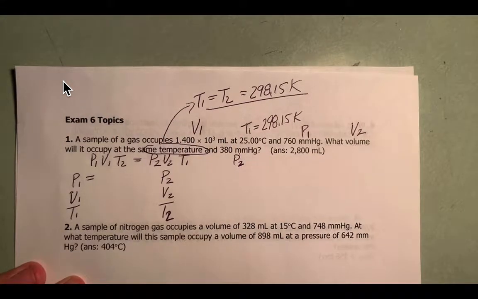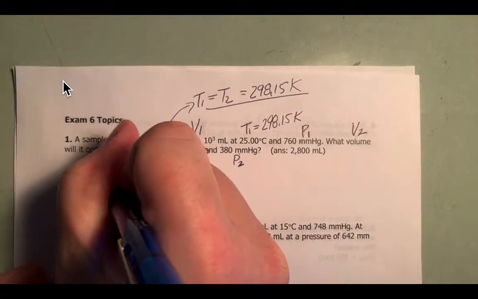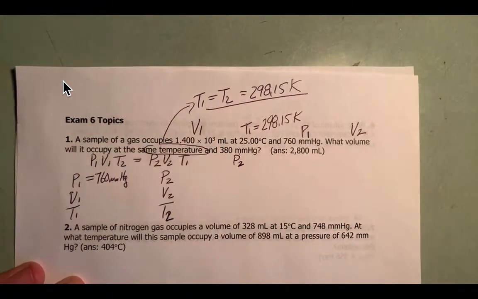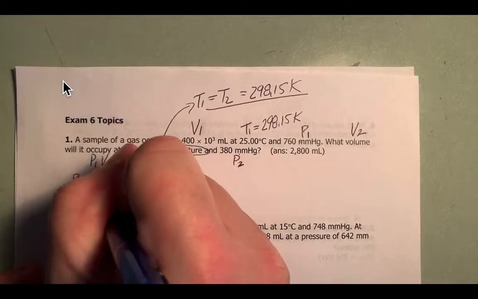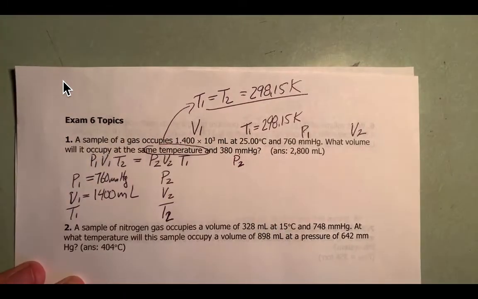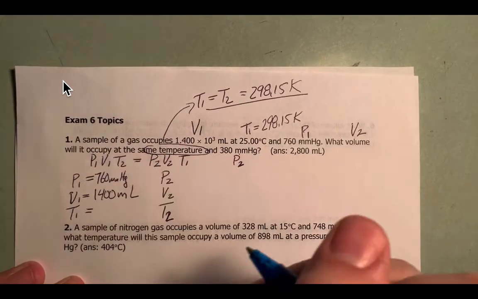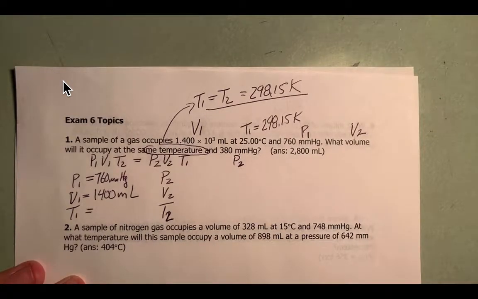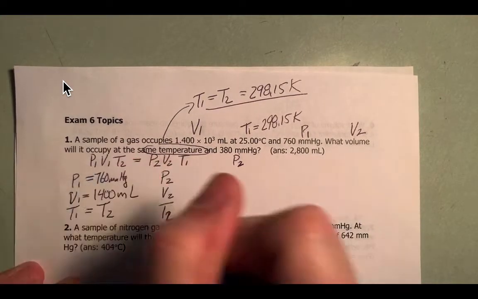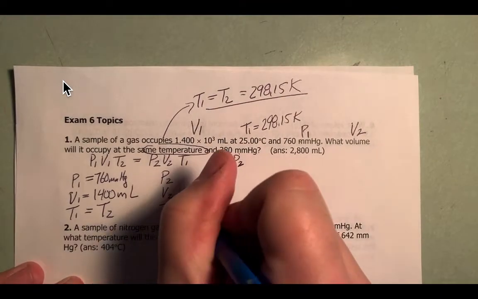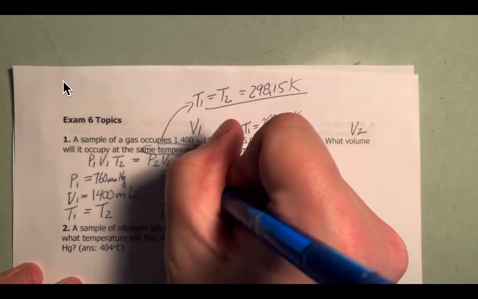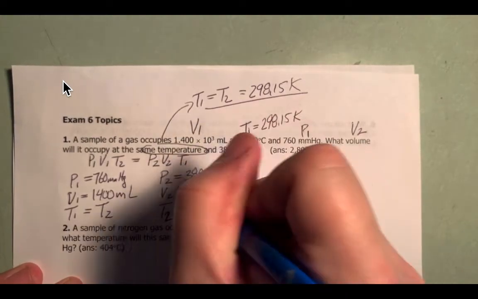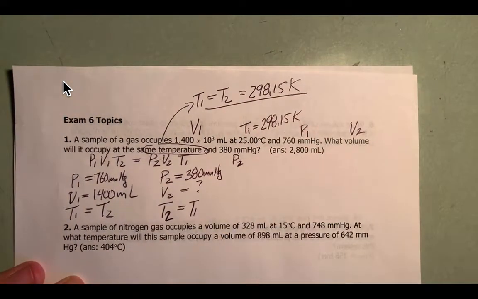So let's fill in our little table here. The first pressure is 760 millimeters of mercury. The first volume, I'm going to go ahead and make that just 1,400 milliliters. My T1, the temperature is the same, so let's just say T1 equals T2 and T2 equals T1. We'll just drop those out of the equation when we do the calculation. My P2 is 380 millimeters of mercury, and my V2 is my unknown quantity.